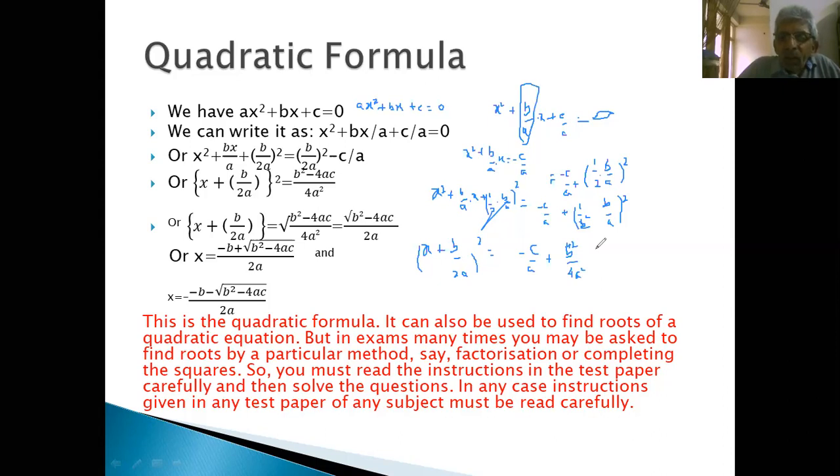Which means when I take 4a square as LCM, I'll get minus 4ac, when I do cross multiply, plus b square, divided by 4a square.